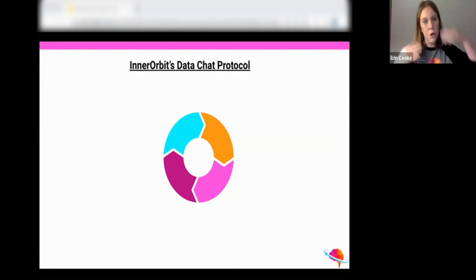You might have your own flow or data chat protocol that you use at your school. This is very similar and pulls together lots of different research data chat protocols. So we're first going to start by, if we have data from an assessment, how can we understand it and then make some meaning from it?